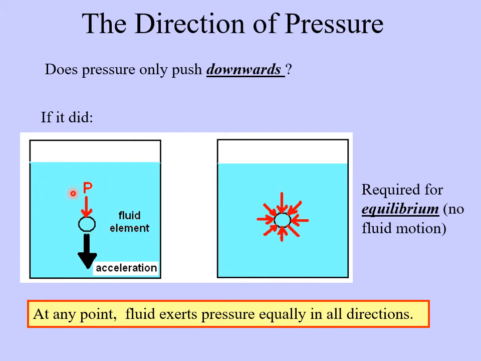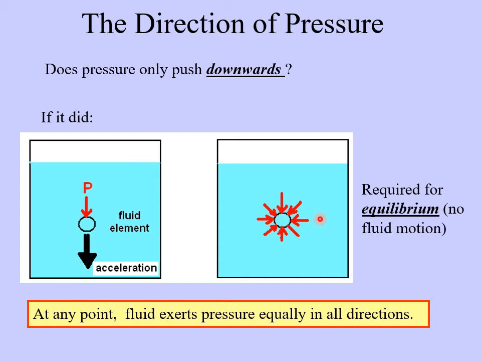But if you look at a glass of water, after you pour it and let it sit for a minute, it's perfectly still, right? There's nothing moving inside the water at all. So what that means is that everything in the water is at equilibrium. And so in order for there to be equilibrium, meaning no fluid motion, there must be equal pressure pointing in all directions.